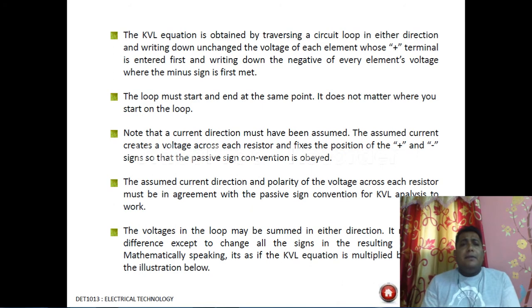The loop must start and end at the same point. It does not matter where you start on the loop. Yes, it is very important.